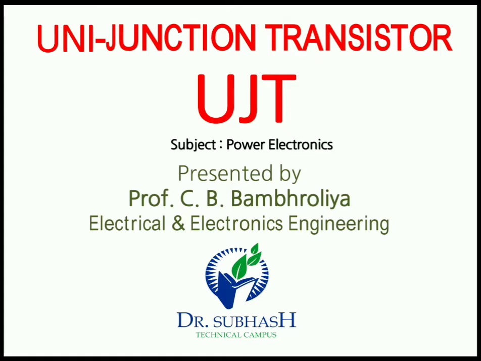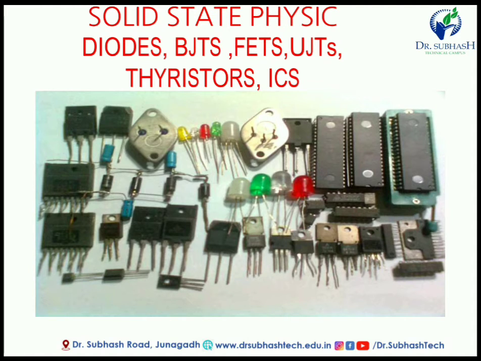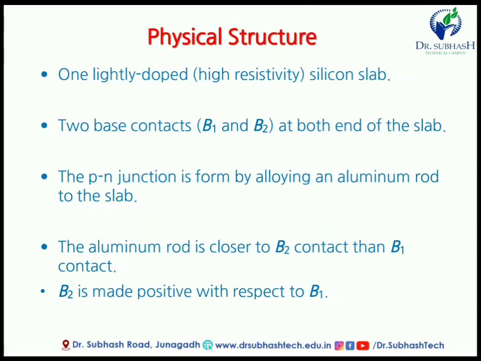So let's begin. These are all solid state devices: diode, BJTs, FETs, UJTs, thyristor and IC. These contain different elements of power electronics, and among these elements we will discuss the UJT, the unijunction transistor. First of all, let me start with the UJT.